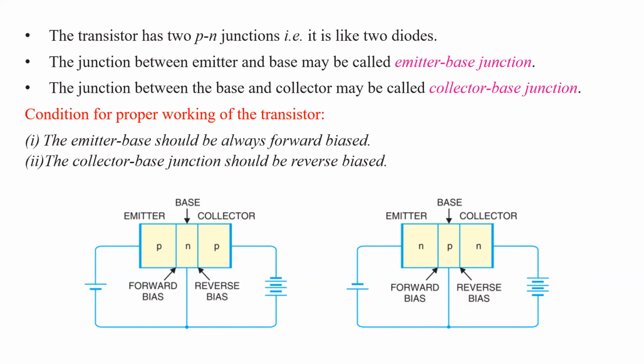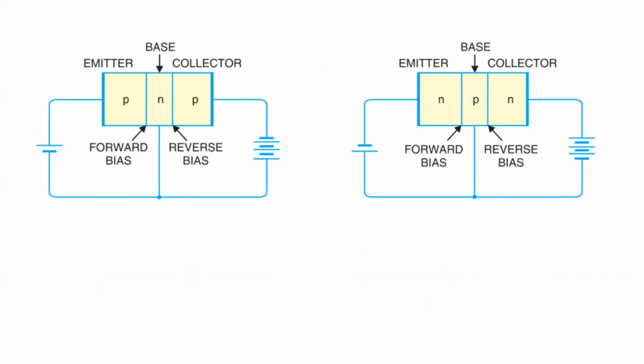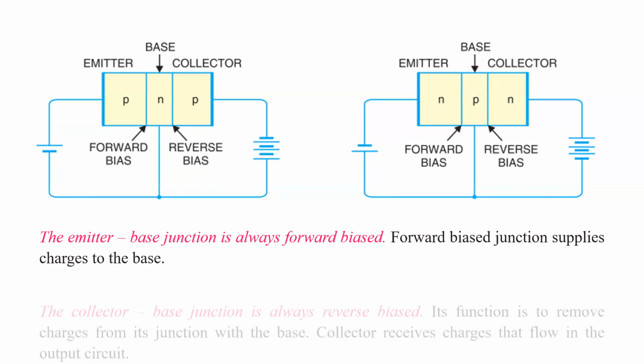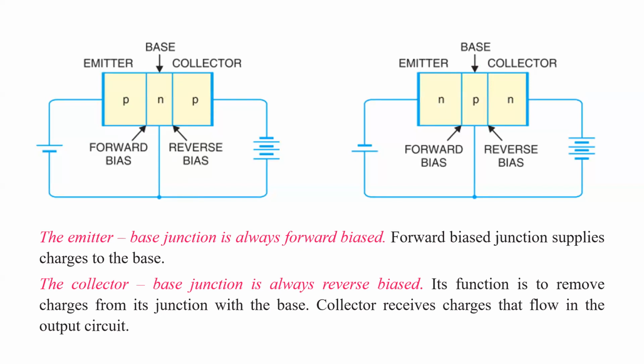And these two important conditions are required for proper working of the transistor. So here basically we have shown the corresponding forward biasing and reverse biasing of the transistor. The emitter and base junction is forward biased. The collector base junction is reverse biased. You know that when a junction is forward biased, the charges will flow through the junction easily and the resistance of the junction will be very small. When the junction is reverse biased, basically the current or charges will not flow through the junction.